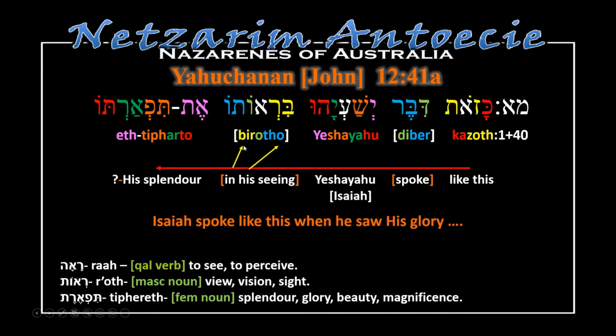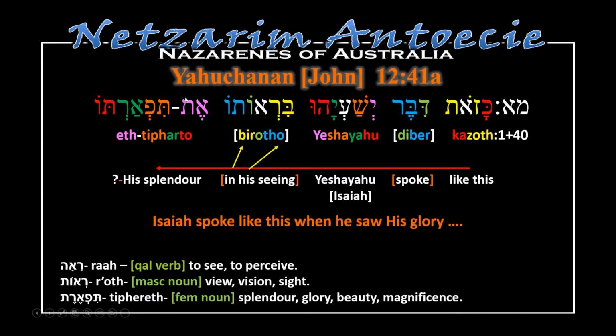Biroto, the bet is in, and the O at the end is his, and then roto is from the verb ra'ah, which we see down here. Ra'ah is a kal verb: to see, to perceive. And ra'ot can be a masculine noun meaning view, vision, sight. So I translate it as in his seeing, or in his sight.